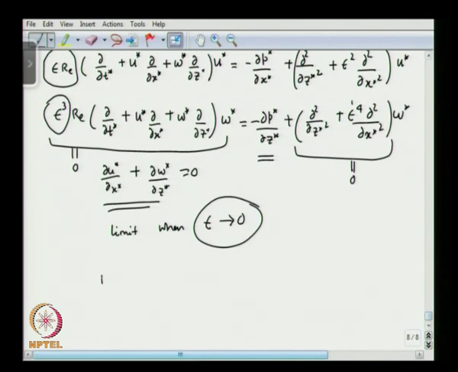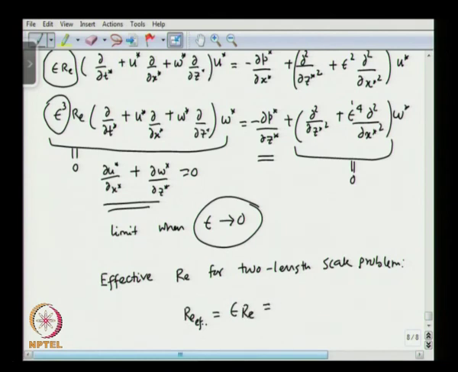So this is called effective Reynolds number for 2 length scale problem. Here, Re effective is going to be epsilon into Re, which is rho u0 h divided by eta into h over L. Okay. So this is rho u0 h square over eta L.